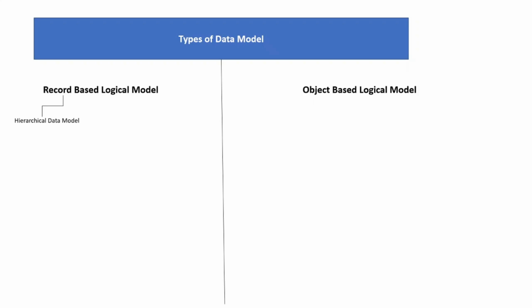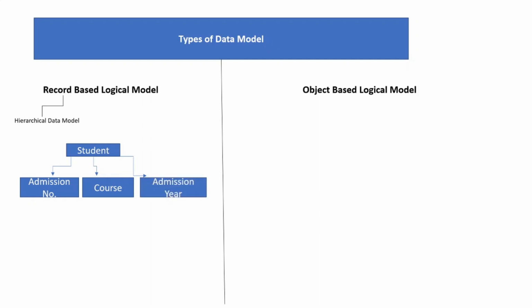Let's take an example. If we take the database of a college, let student be the root of the tree, and then the branches can be the admission number, course, or the admission year. The course can further be branched into major subject and elective subject. However, it was very difficult at a later point in time to extract the value from this particular tree.